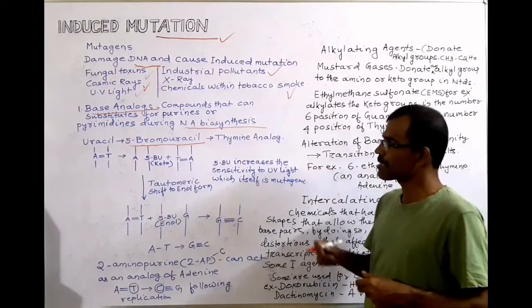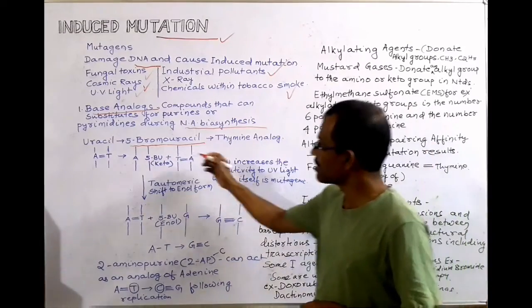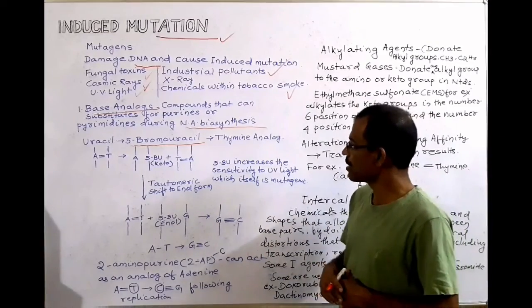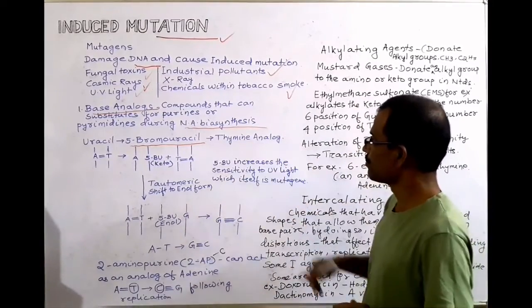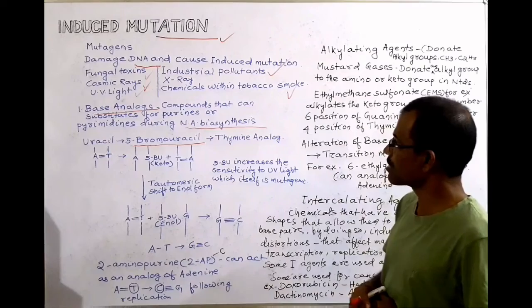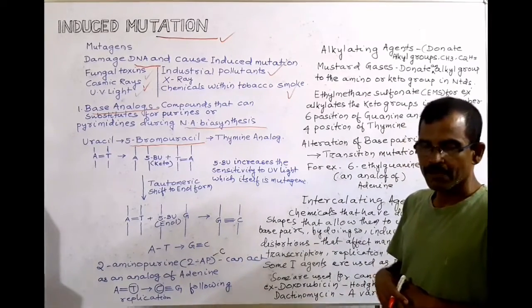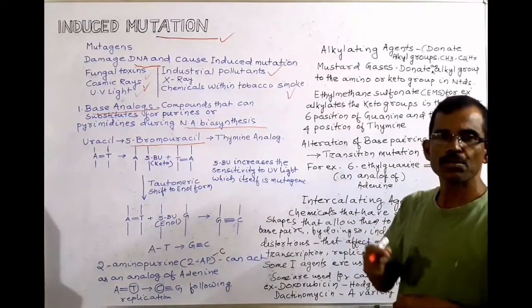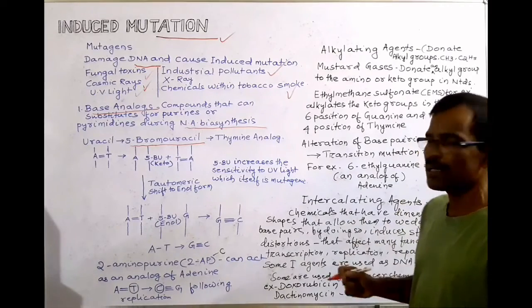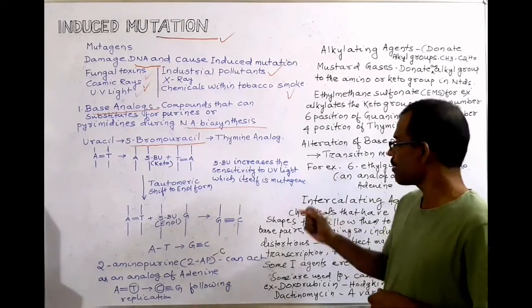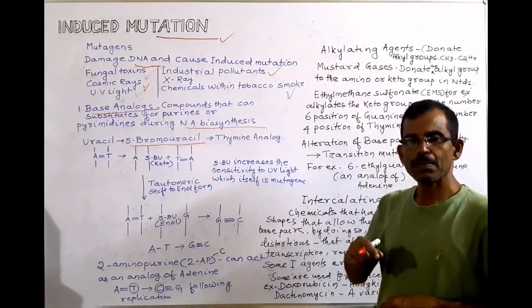5-bromouracil is a base analog. It is derived from uracil. And 5-bromouracil is a thymine analog. So 5-bromouracil can pair with adenine. 5-bromouracil also increases the sensitivity to UV light, which is itself a mutagen.